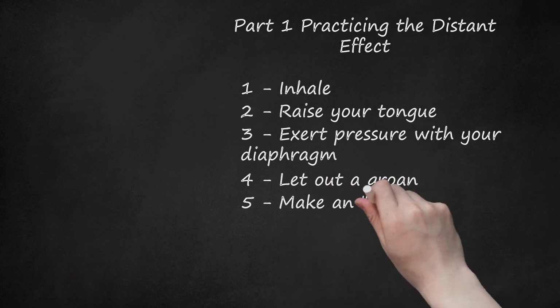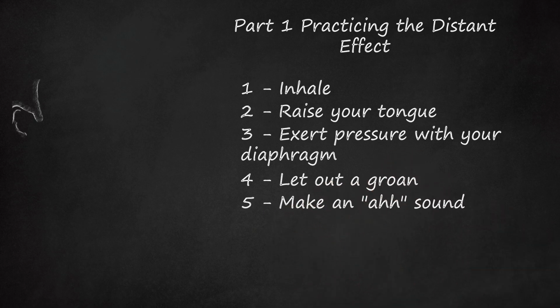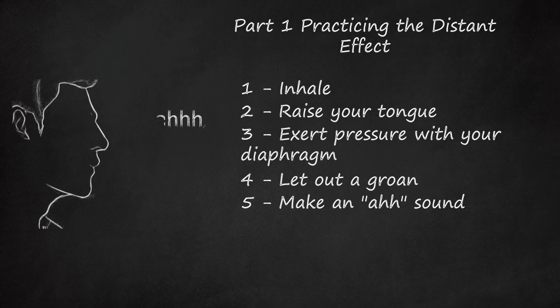5. Make an ah sound. Repeat the inhaling and constricting techniques you used to control your groans. Instead of letting out a low groan, use a simple yet open sound like ah. The ah should be long. Start the sound as soon as you begin exhaling and continue it until you push all the air out of your lungs. Note that the sound does not need to be loud, though.